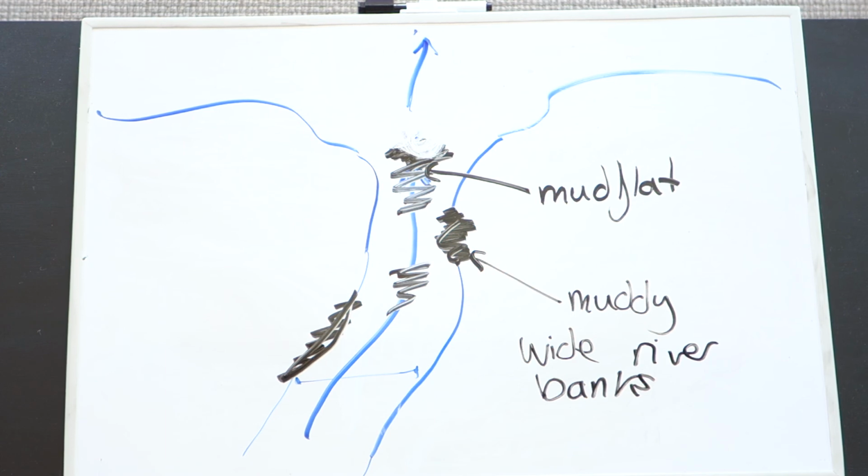So the important features of the estuary are that the water level in the river rises and falls every day, and that we get a lot of deposition because when there's high tide, the water can't flow into the sea, which means that it loses energy, creating those mudflats and the muddy, wide river banks.